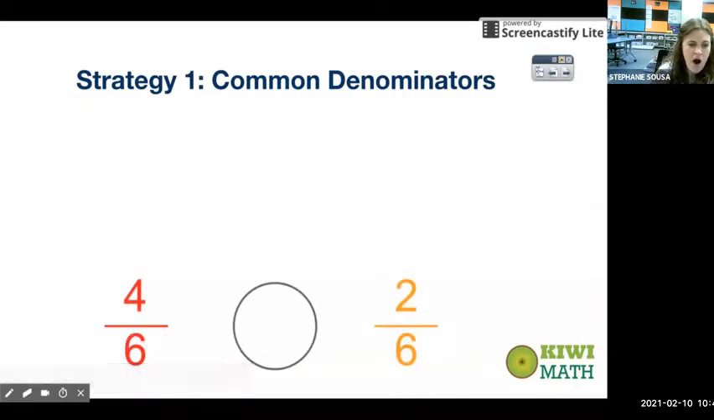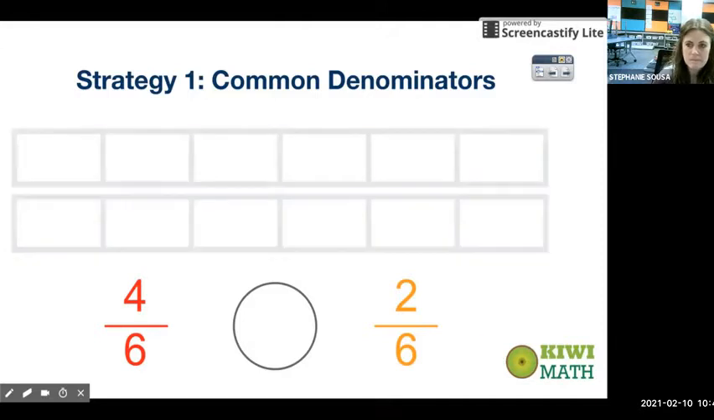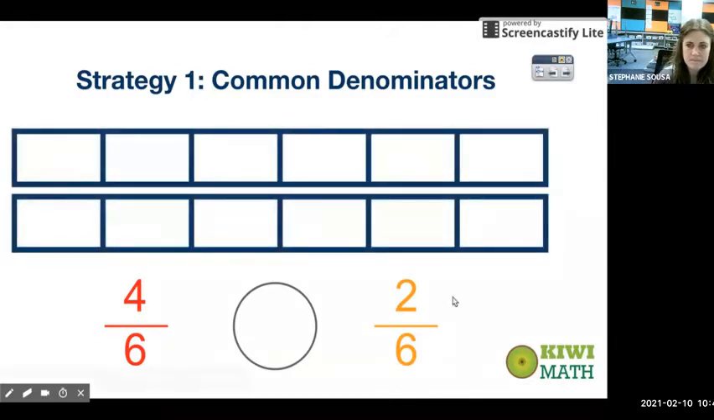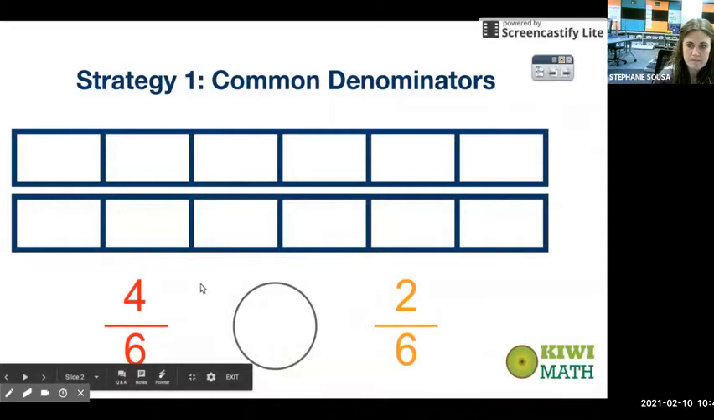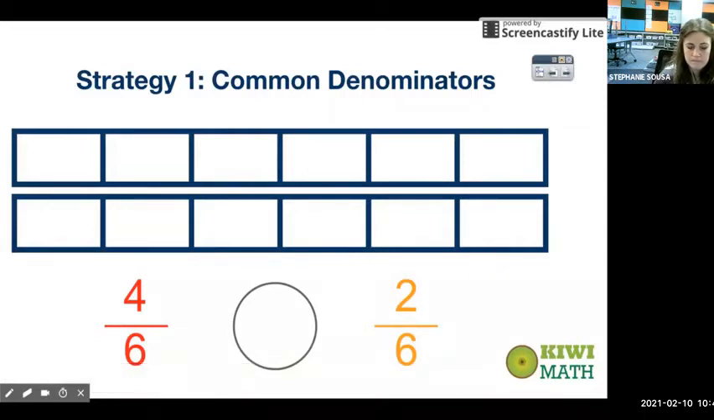And in order for us to figure out what's more, 4/6 or 2/6, we have to think about what the denominator actually means. So if we take a look at both of the wholes that we're talking about, right? The whole for 4/6 and the whole for 2/6. Both of these wholes are cut into 6 pieces, 6 equal pieces, which means that the sizes of the pieces in each whole are the same. And that's what our denominator means. It actually tells us the size of the piece.